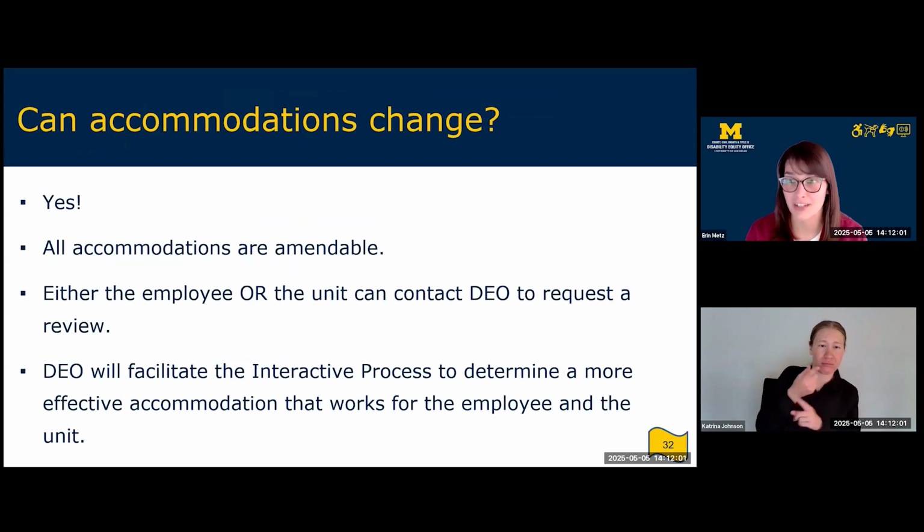Can accommodations change? Yes, of course, all accommodations can be amended at any time. So either the employee or the unit can contact our office and request a review of the accommodation that's been put in place. So we'll re-engage in the interactive process to help determine a more effective accommodation that works for the employee and for the unit.